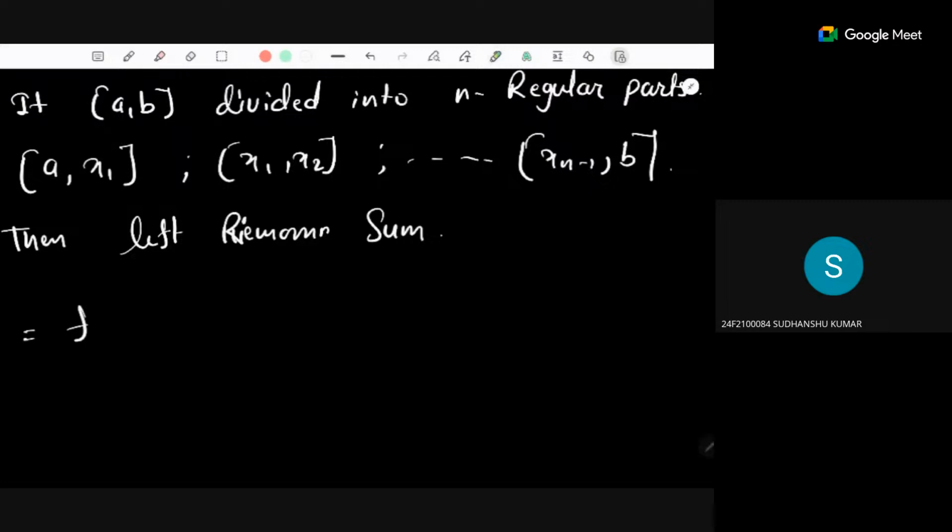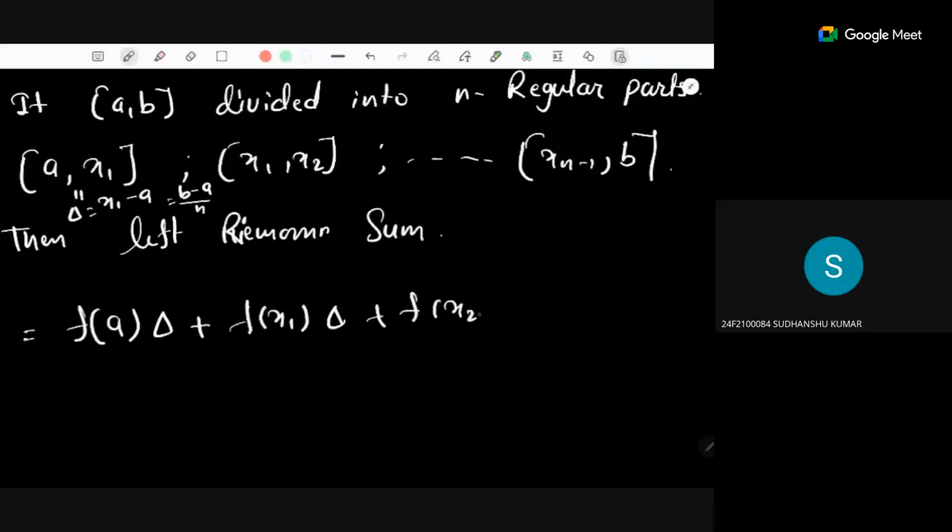So here the left Riemann sum will be the value of the function at the left endpoint. Here the left endpoint is a, so that is f of a, then f of x1, and so on up to f of xn minus 1, times the distance of each subinterval. This distance we simply write as del, right? So del is nothing but x1 minus a, which is the same as b minus a by n. And why is it the same? Because we are dividing the interval into regular parts. So the left Riemann sum will be f of a into del, plus f of x1 into del, plus f of x2 into del, plus and so on, plus f of xn minus 1 into del.